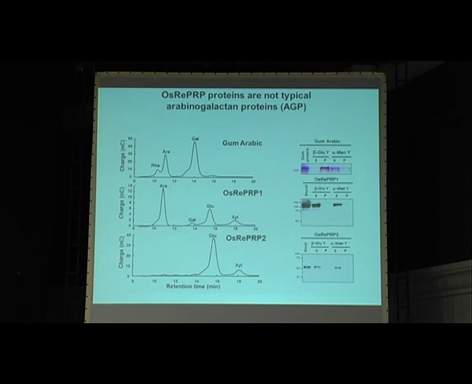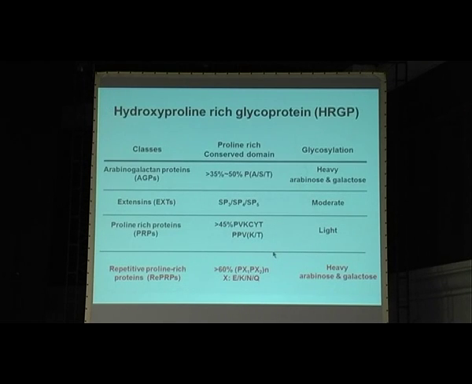This is further demonstrated on the right. If this is an authentic AGP, it could be precipitated by a special agent called Yariv reagent. So this is the positive control. But our proteins remain soluble in the presence of Yariv reagent. So these are not typical AGPs because they do not interact with Yariv reagent, and also their carbohydrate composition is different.